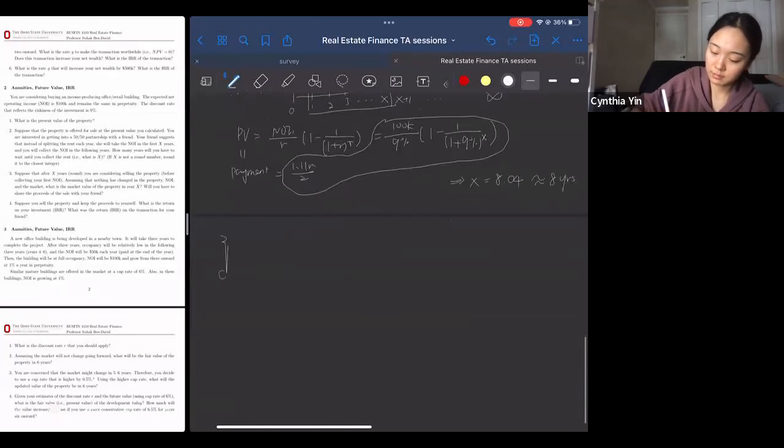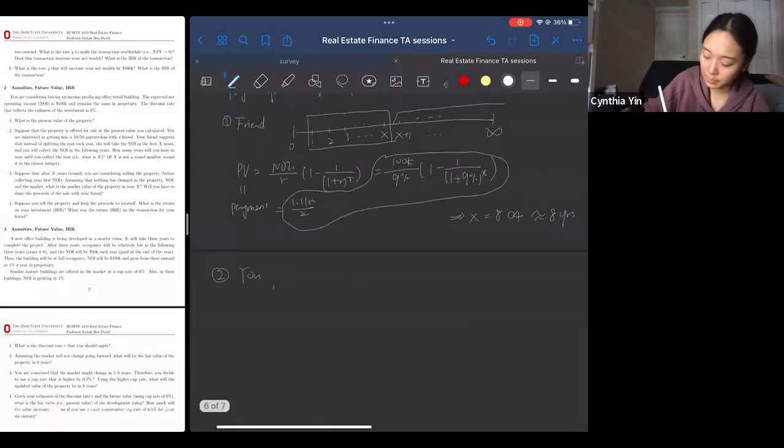The second way is from your perspective. Again, what you get is basically a perpetuity that starts from X plus 1.